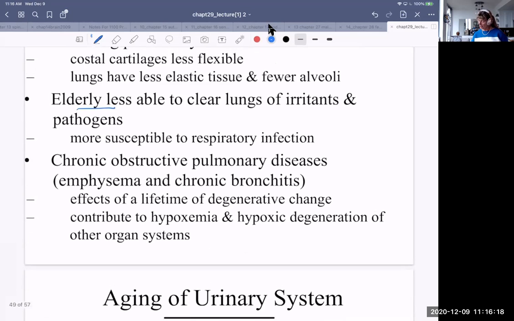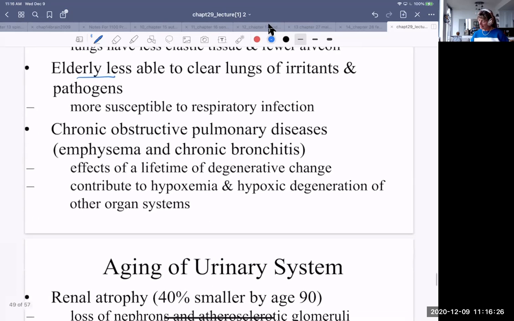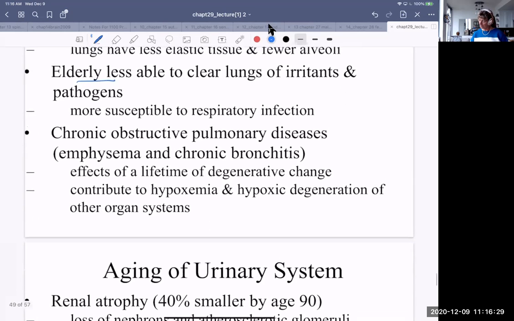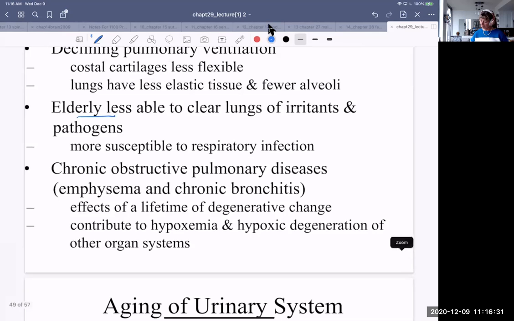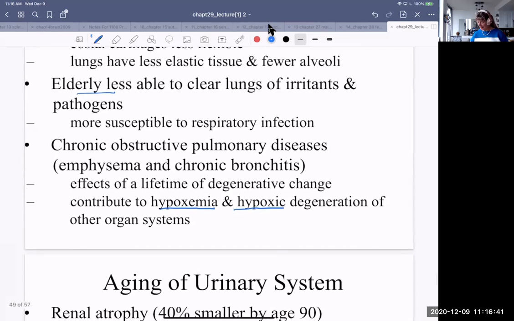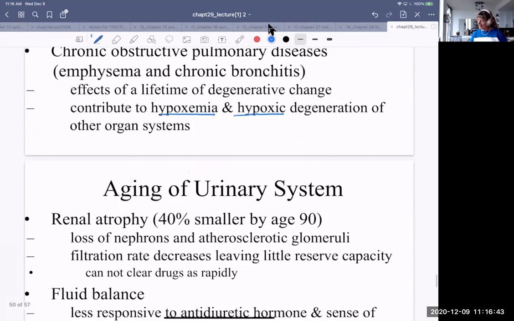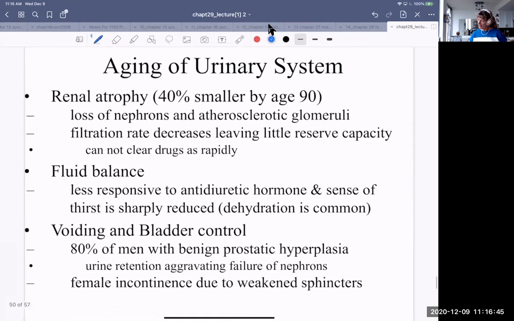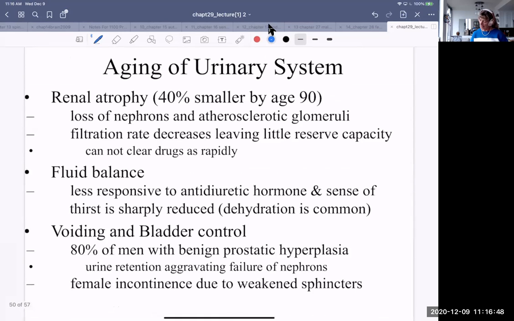Chronic obstructive pulmonary diseases like emphysema and chronic bronchitis can become more prominent. The hypoxemia and hypoxic degeneration of other organ systems, that's due to the lack of oxygen and the lack of blood supply. The urinary system will also suffer from aging.